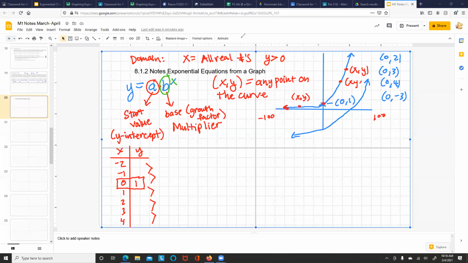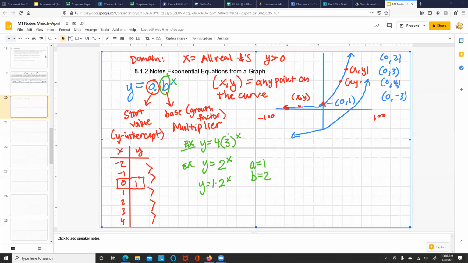Which usually looks something like this. Example, Y equals 4 times 3 to the X power, right? That's just an example. Or I could have another example: Y equals 2 to the X power. We start with a simple one. Here, my A value is 1, because there's no number in front. So this is like 1 times 2 to the X power. So A is 1 and B is 2, right?